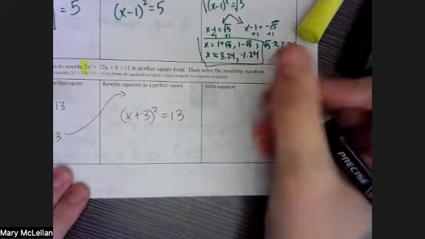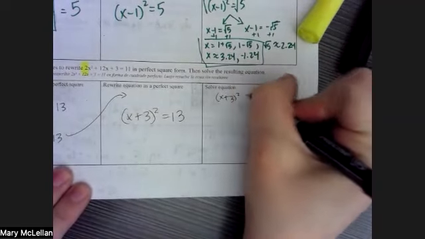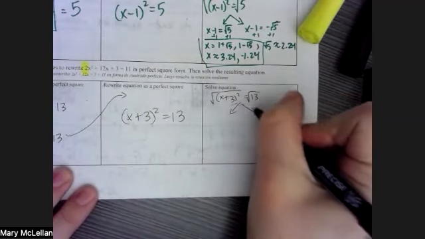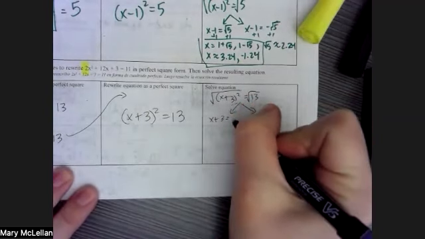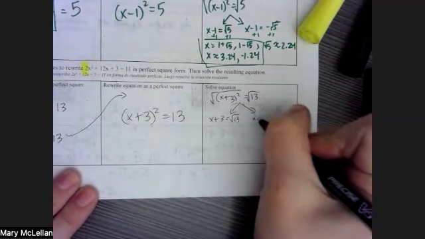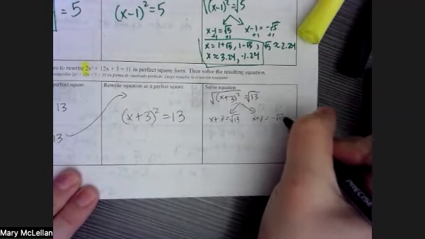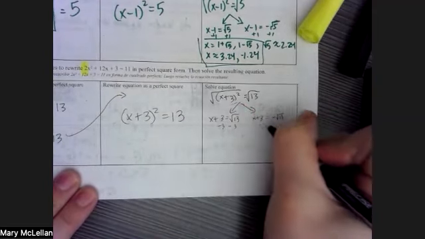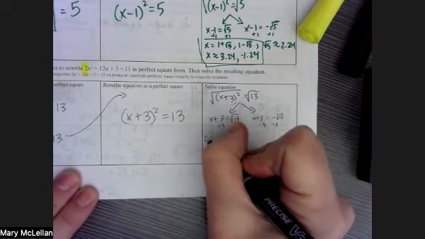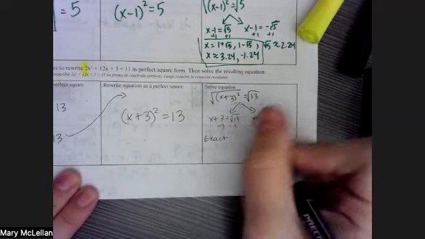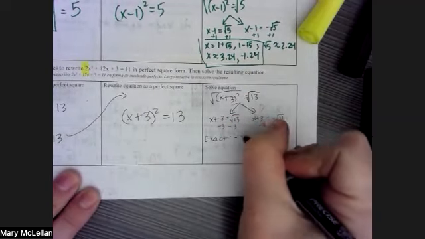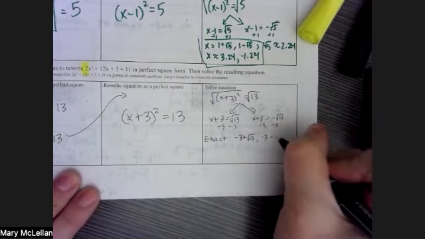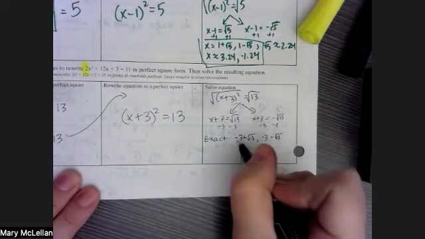And I solve the equation by taking the square root of both sides. That gets me 2 equations. X plus 3 equals positive square root of 13, and x plus 3 equals the negative square root of 13. I subtract 3 from both sides, and I get my exact solutions, which is negative 3 plus the square root of 13, or negative 3 minus the square root of 13.